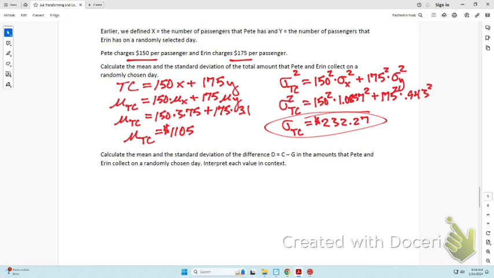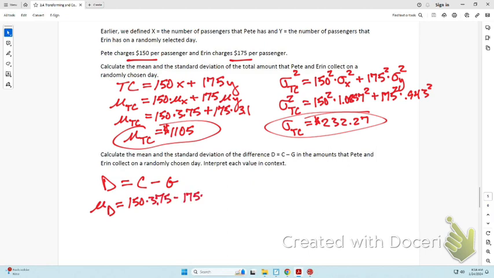All right. Oh, let's circle that one. What about total collected difference? So same idea. If this is our function, difference between C and G, if we call G how much Aaron collects and C how much Pete collects, we're going to find the mean difference by going 150, 375 minus 175 times 310. And we end up with just $20.